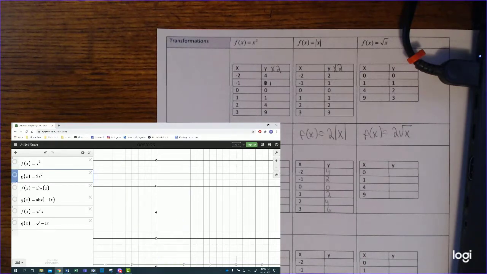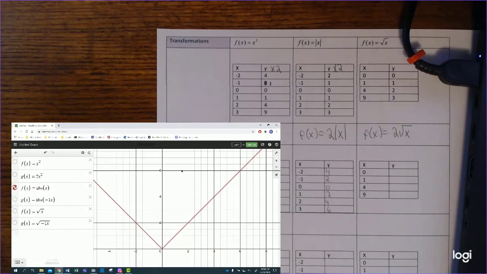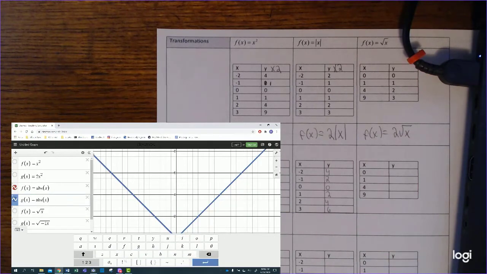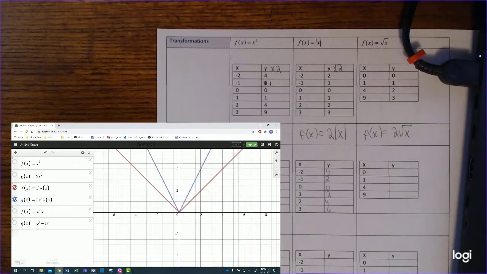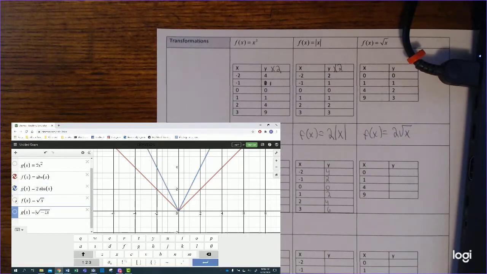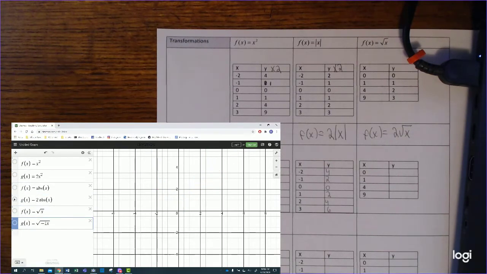So I want to vertically stretch my absolute value function by a factor of 2. So I'm going to multiply outside the function by 2, and see how it got vertically stretched. It's like I took that function and pulled it up. And look at the ordered pairs. So we have (1, 1), but now we have (1, 2). We have (2, 2), but now we have (2, 4). The y coordinates are changing. Same thing for the square root function.